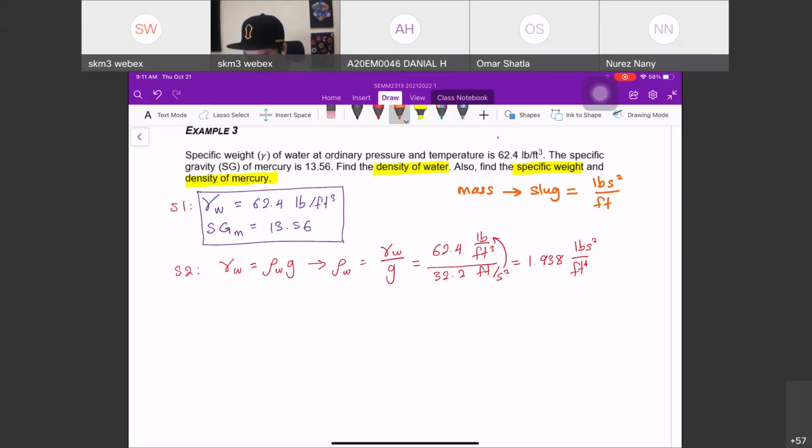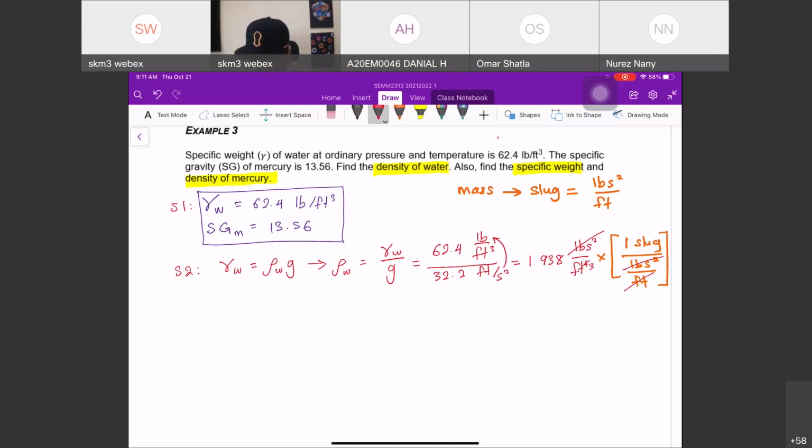So from here I want to change in terms of slug. So just multiply with one slug divided by LB second squared over feet. Try to simplify. You can see here LB second squared cancels with LB second squared. Feet cancels with FT to the power of 3.